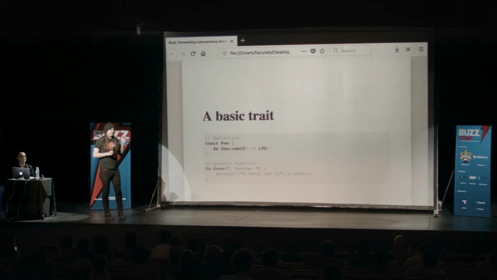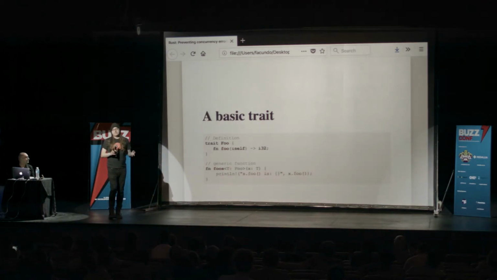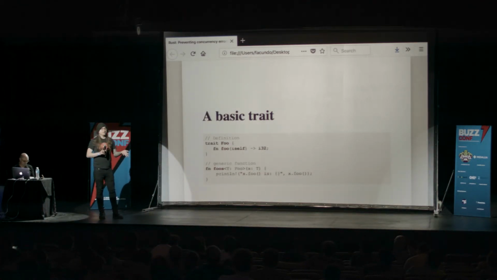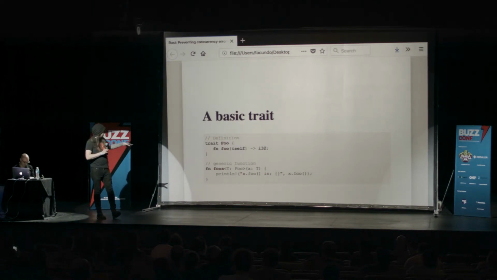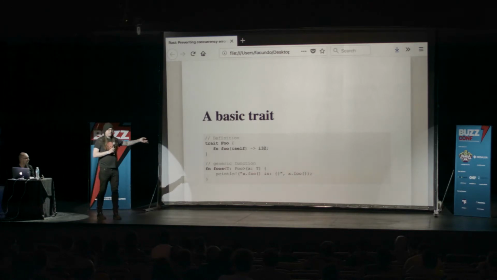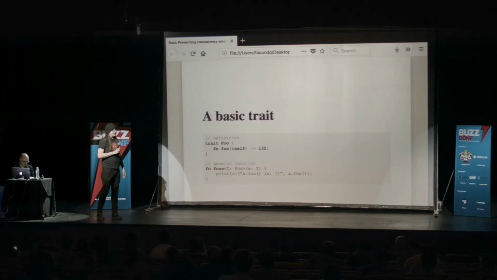The other thing that traits let us do is not just about defining methods. If we wanted to just define a method, there's actually a shorter syntax for that. What traits let us do is bound generic functions. So here, this function foos takes any type T if it implements the foo trait, and takes an argument x of that type T. And then it prints out x.foo is, and then the value of x.foo.